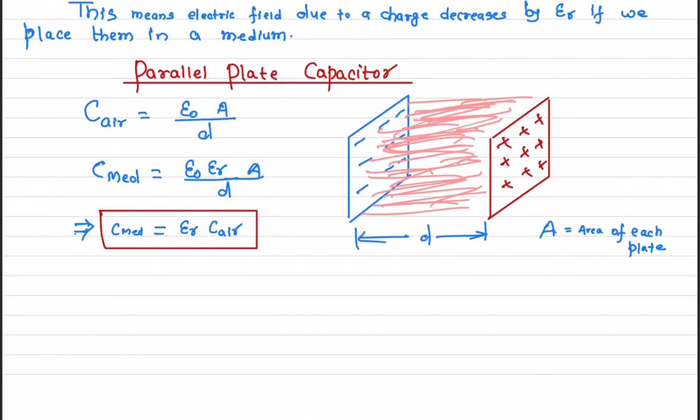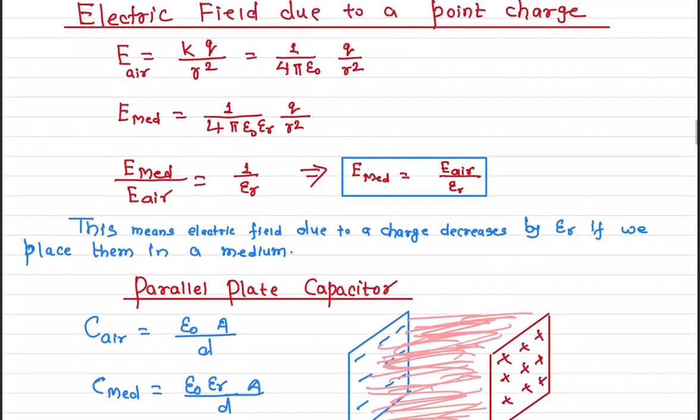Then due to this medium, the capacitance will be given by this equation again, epsilon naught, and then I'm just introducing another term here, epsilon r. That is again the relative permittivity of the medium, or the dielectric constant of the medium. What you see now is the capacitance in the medium is C air times the relative permittivity. So it is the product. That means if we place a medium in between, then the capacitance increases.